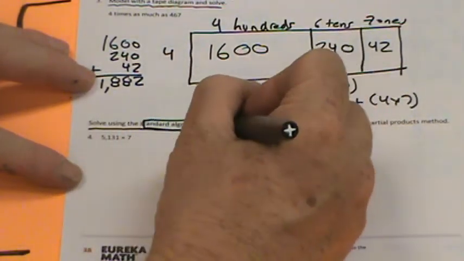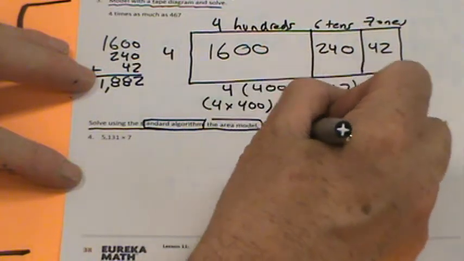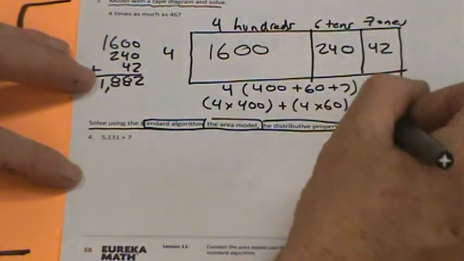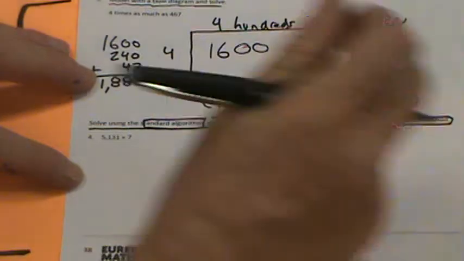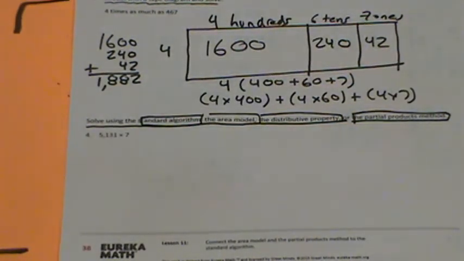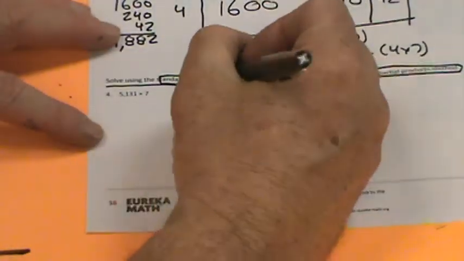It's standard algorithm time. The area model, the distributive property, or the partial products method. It's given a choice. Let's do the standard algorithm, okay? Are you with me? We're with you.